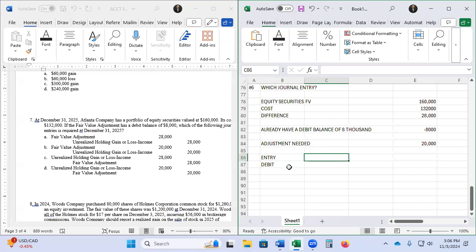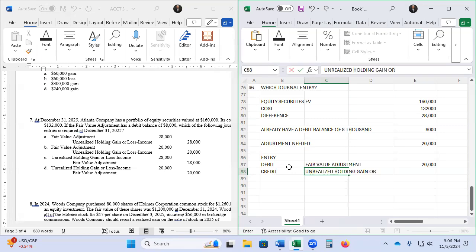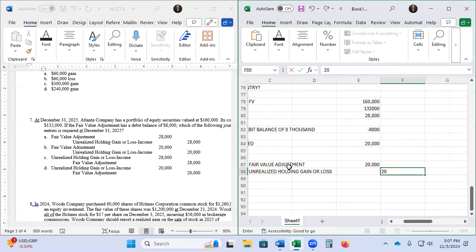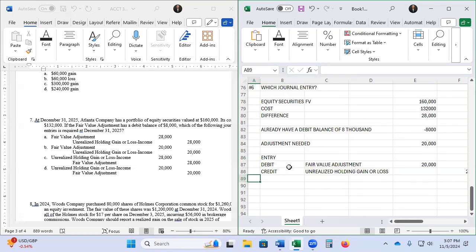All right, so I am working on 7. I'll apologize. I'll go back to 6. All right. So that is an unrealized gain. So our entry is going to be a debit to fair value adjustment of 20,000 and a credit to unrealized holding gain or loss to reflect the gain of 20,000. So that is letter B.